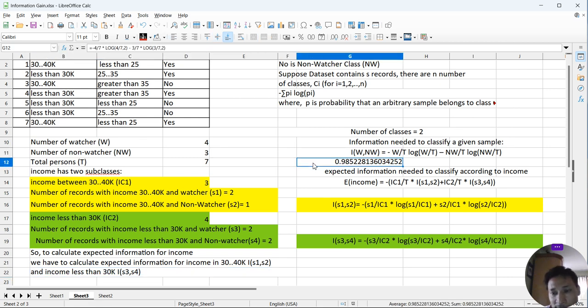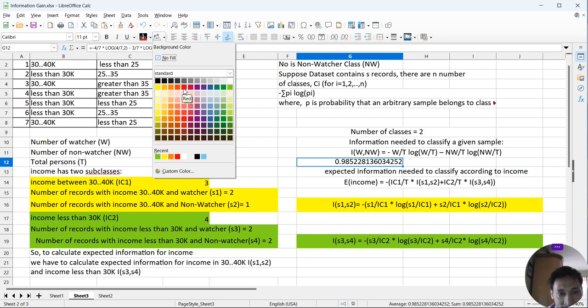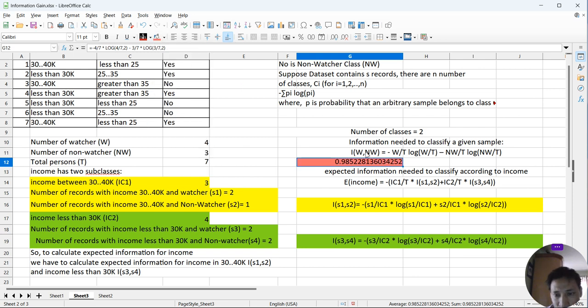I have already calculated the information needed to classify a given sample. Here you can see this value, that is the value required to classify the class. So the formula is here: minus W by T log W by T. Here W is the watchers, T is the number of records. So we have to use this formula.